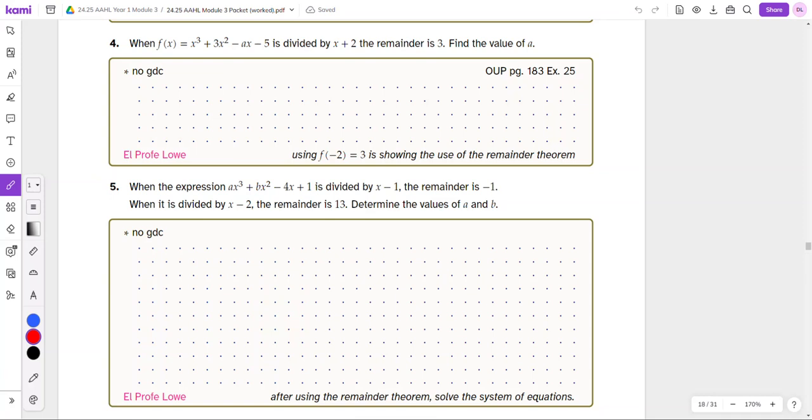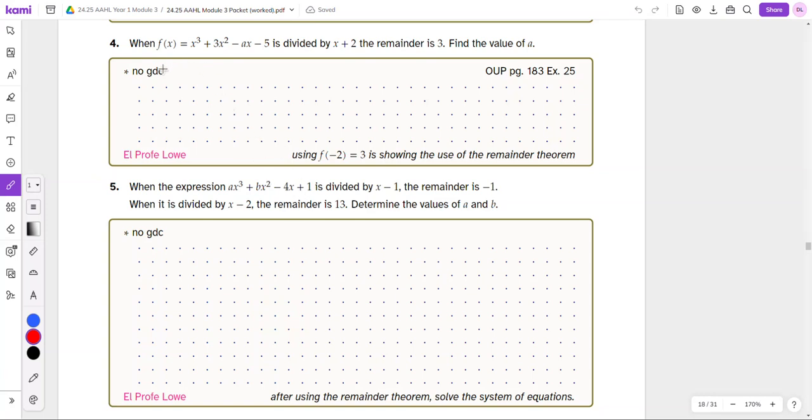In this video, we'll look at a couple of examples of using the remainder theorem. In the first example, it will be a one-step approach, essentially. We'll use it and then be able to get the answer quickly. And in the second example, we'll need to use the remainder theorem twice and then solve a system of equations.